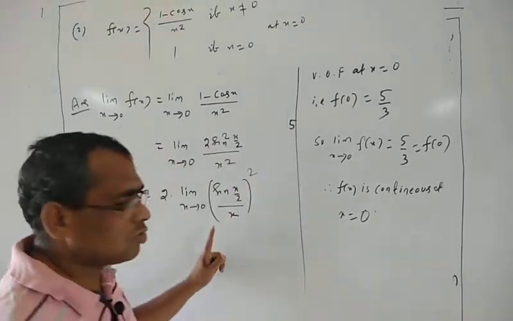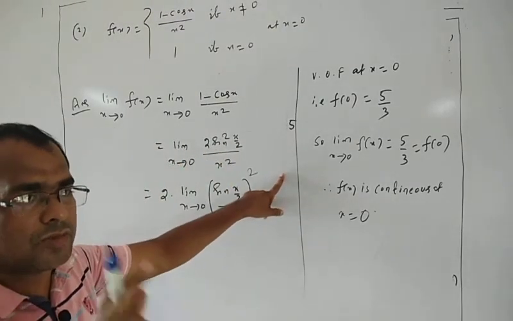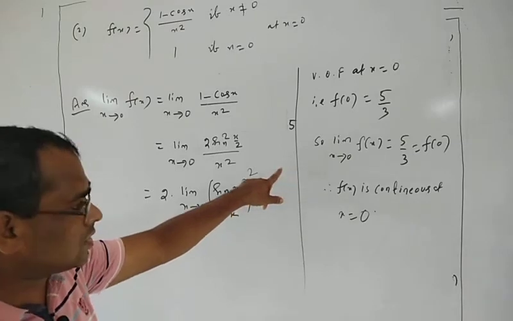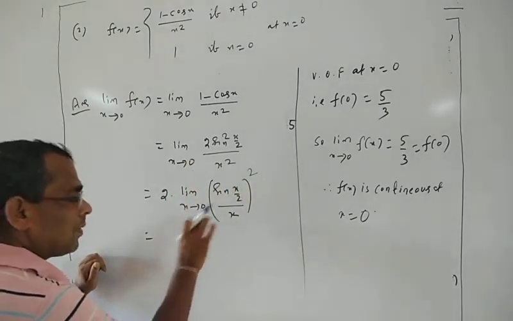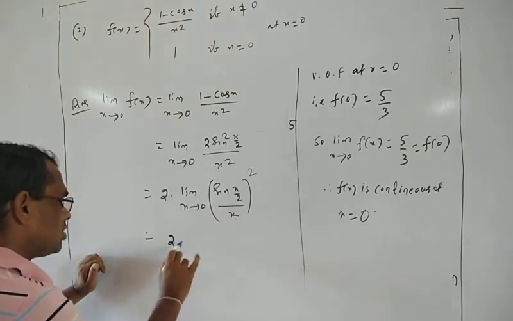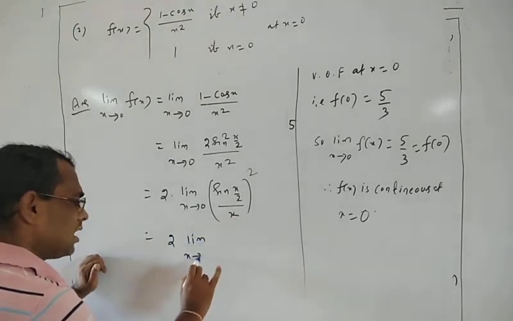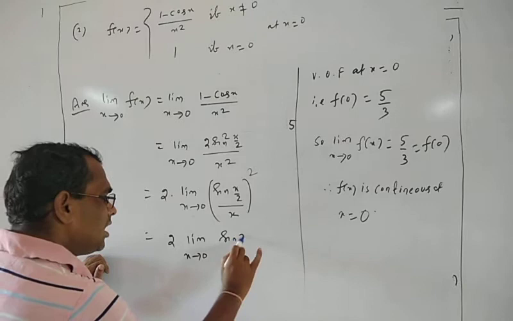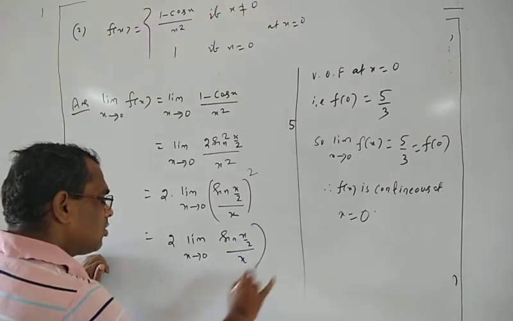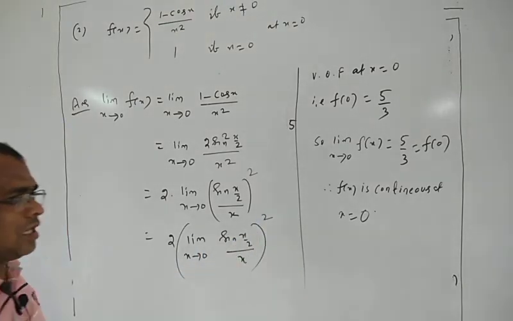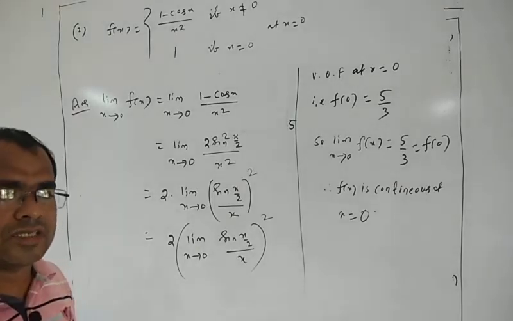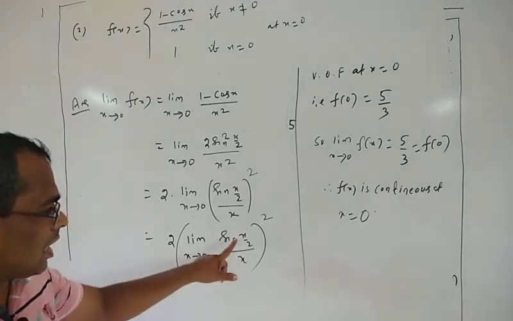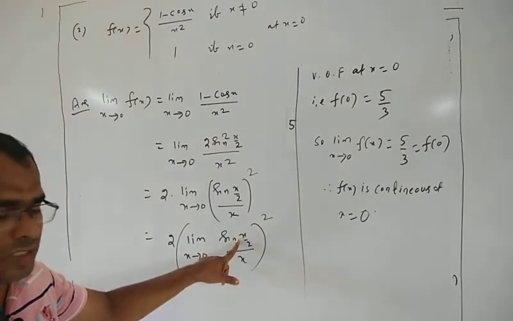Limit x tends to a, f(x) to the power n is equal to limit x tends to a, f(x) whole to the power n. So this is 2 into limit x tends to 0, (sin(x/2) by x) whole square. And there is a formula also: limit x tends to 0 sin alpha x by x is equal to alpha. Here alpha is equal to 1 by 2.